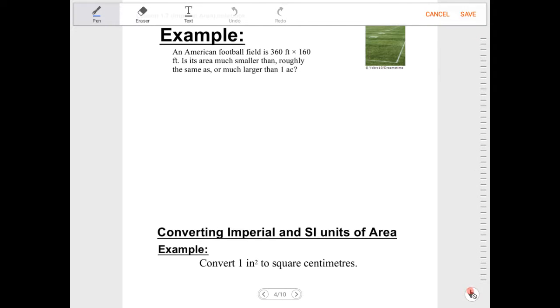So here you have an American football field is 360 feet by 160 feet. Is that smaller, the same, or larger than 1 acre? Well, you don't really know. So what I'm going to ask you to do right now is look at your conversion factors sheet under the Imperial section, top right. It's interesting, there's no straight conversion between feet and acres. But what could you do?